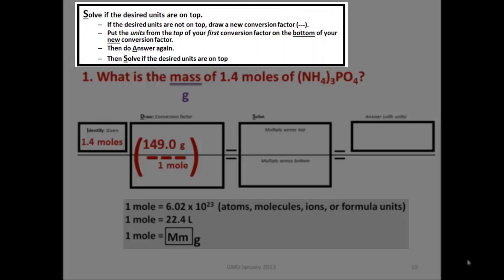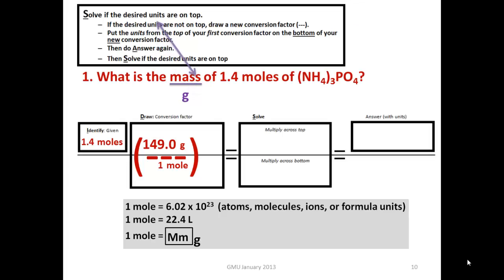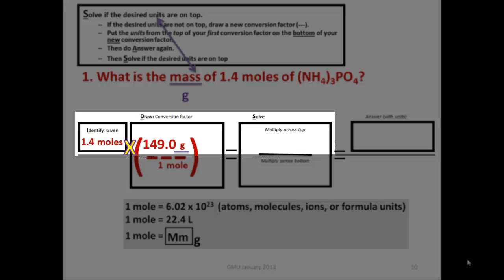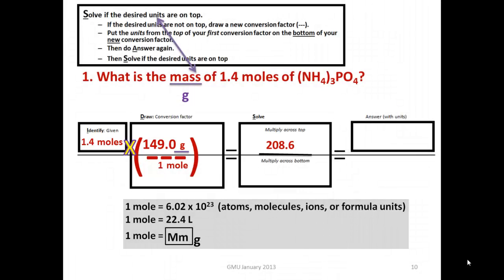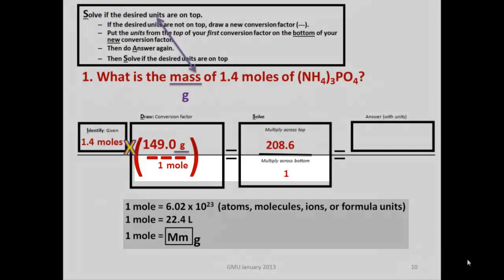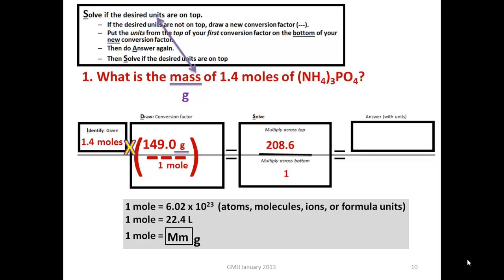Okay, now we're at S, solve, if the desired units are on top. Well, what were our desired units again? They're asking for grams. So we look at our conversion factor. What do we have on top? We have grams, so we're ready to solve. We write down our fraction bar, and now we'll multiply the numbers across the top. 1.4 times 149.0 gives us 208.6. On the bottom, the only number we have is 1, so we'll put the 1 right here. And when you divide 208.6 divided by 1, you get 208.6.